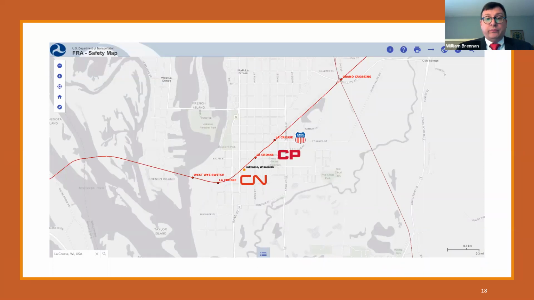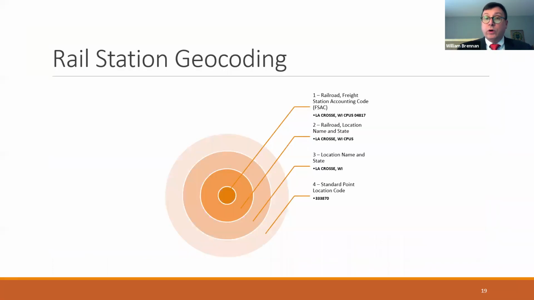When that is the case, when we cannot find the latitude and longitude coordinates using the railroad numeric and FSAC, we infer the geospatial coordinates by looking for plausible alternatives on the same railroad, now using the railroad alpha, the same location name, and the same location state. So for example, CPUS, La Crosse, Wisconsin. If we find a match, or more than one, we stop. We choose one of these plausible locations and assign its latitude and longitude to the Waybill movement.